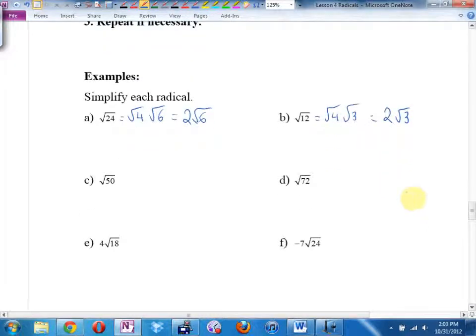50 is what times what? Don't say 5 and 10. Those aren't perfect squares. So root 50 is root 25, root 2. How can I simplify that? What is the square root of 25? Root 50 is 5 root 2.